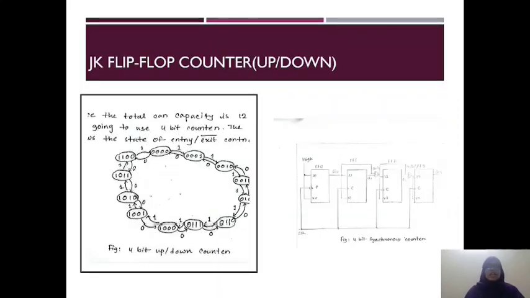Then we have the JK flip-flop counter. Each flip-flop toggles when J and K are set to 1. This allows the counter to count from 0 to 15, which is more than our 12-car capacity. The entry sensor sends an up signal and the exit sensor sends a down signal, which show either 1 or 0. Here is the 4-bit counter diagram.